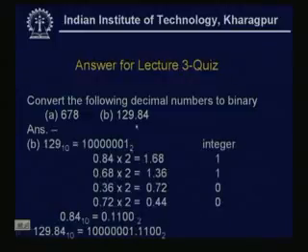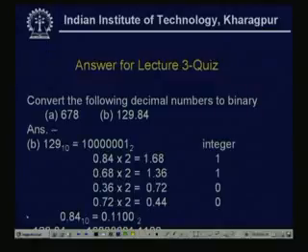And the answer of the B part is that there is a non-integer portion also. The integer portion, similarly by repeated division, 129 in the decimal number system is 10000001. We can see this in another way.